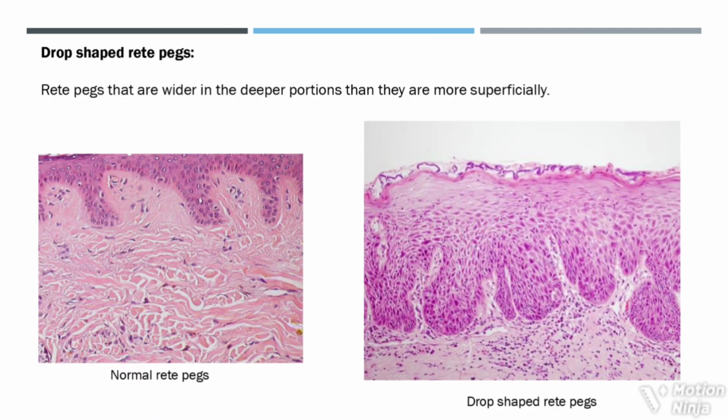The first feature of dysplasia is drop-shaped rete ridges. The rete ridges that are wider in the deeper portion than they are in the superficial portion appear in a drop-shaped appearance.